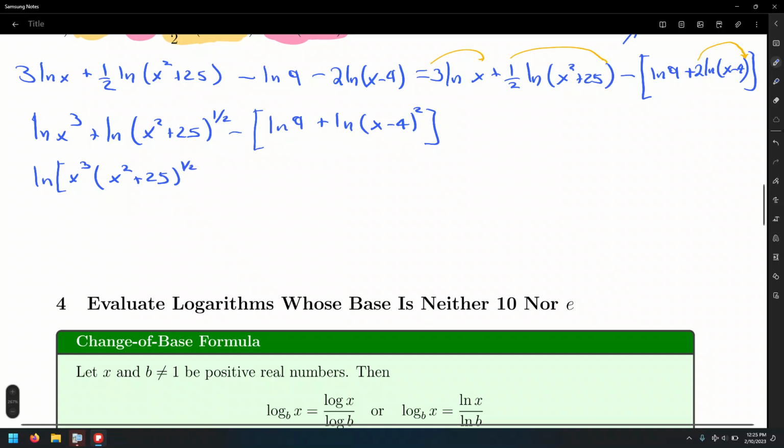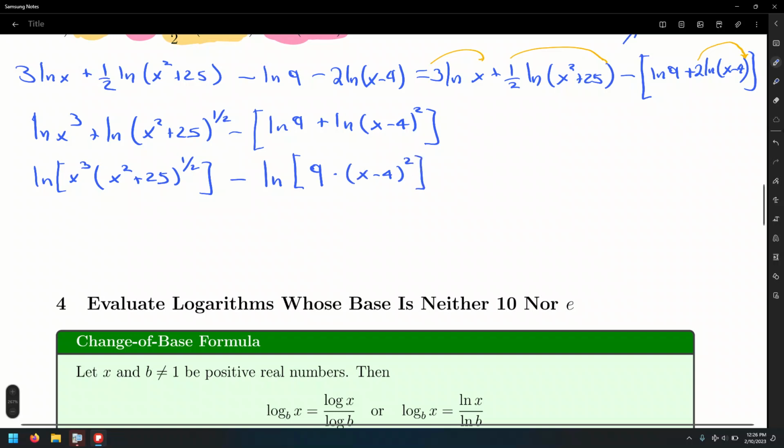And I know what you might be thinking here. That 1/2 power is the same as saying square root, which we will do, but I'd rather do one step at a time. We'll do that in the next step, actually. And then that's a minus, and this will be ln overall of 9 times x minus 4 quantity squared.